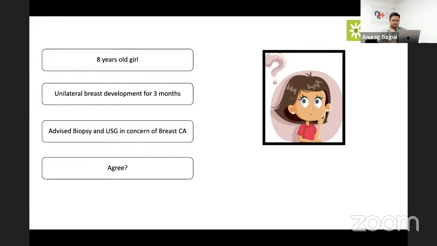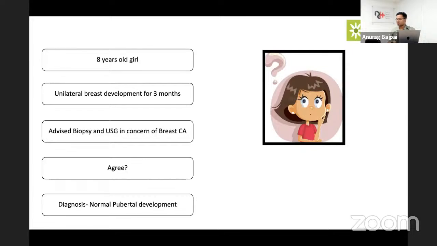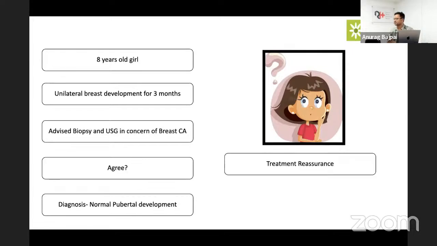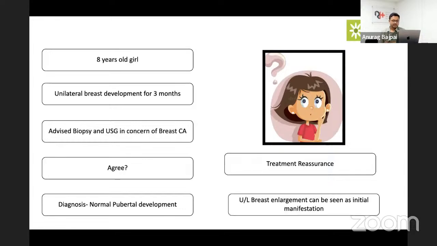So let's see who has given the right answer here. Yes, Dr. Salem has given that it could start unilaterally. So no need for investigation, it is common at the onset of puberty. Yes, this is a normal pubertal development. The treatment is usually not required, and investigations are also unnecessary in this case.